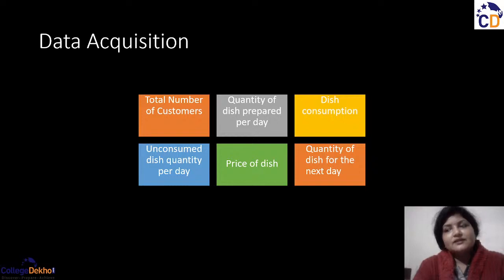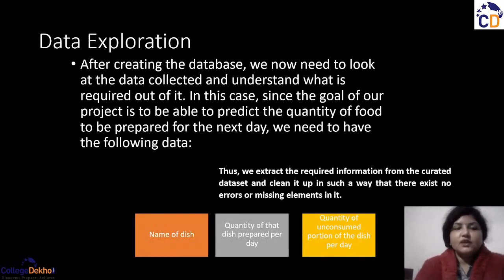So let us move to the next phase, and only the clean data. Not all the factors are to be used in the coming model. We are going to use only the important factors which are basically influencing the problem. So the third stage is data exploration. After we have collected the data, we have seen there are 3 important factors. What are those? Name of the dish, quantity of that dish prepared per day, quantity of unconsumed portion of that dish per day.